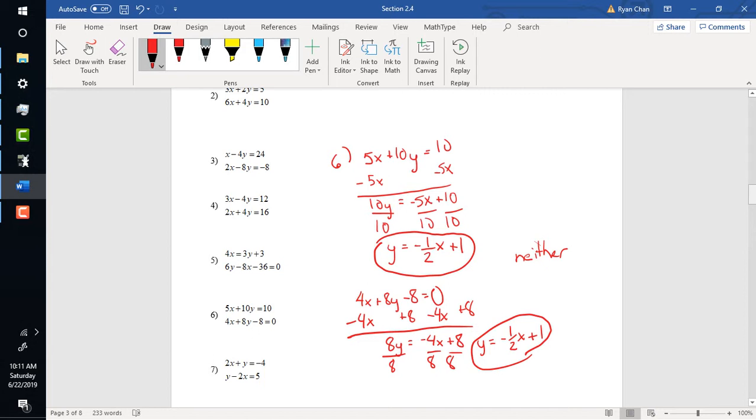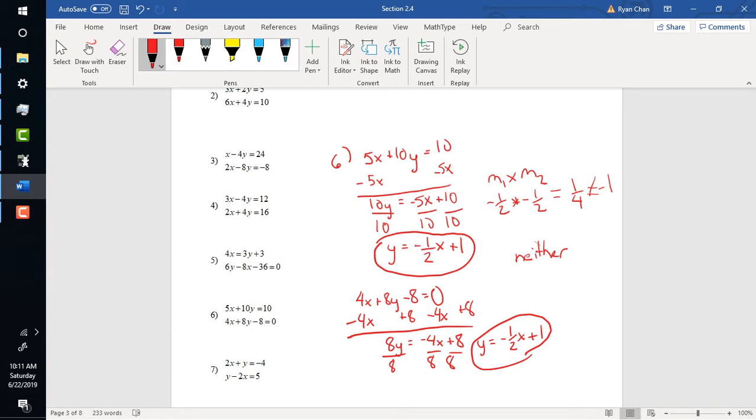I can double check if I do m1 times m2. I have negative 1/2 times negative 1/2, that's 1/4. So that's 1/4, which is not the same as negative 1, so it's not perpendicular and it's not parallel, therefore we say neither, okay?